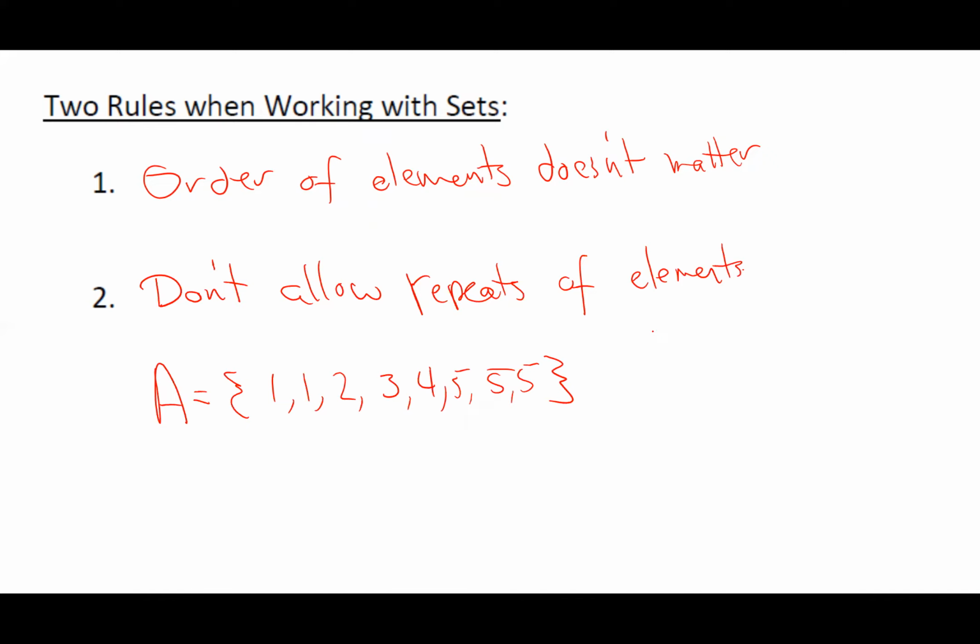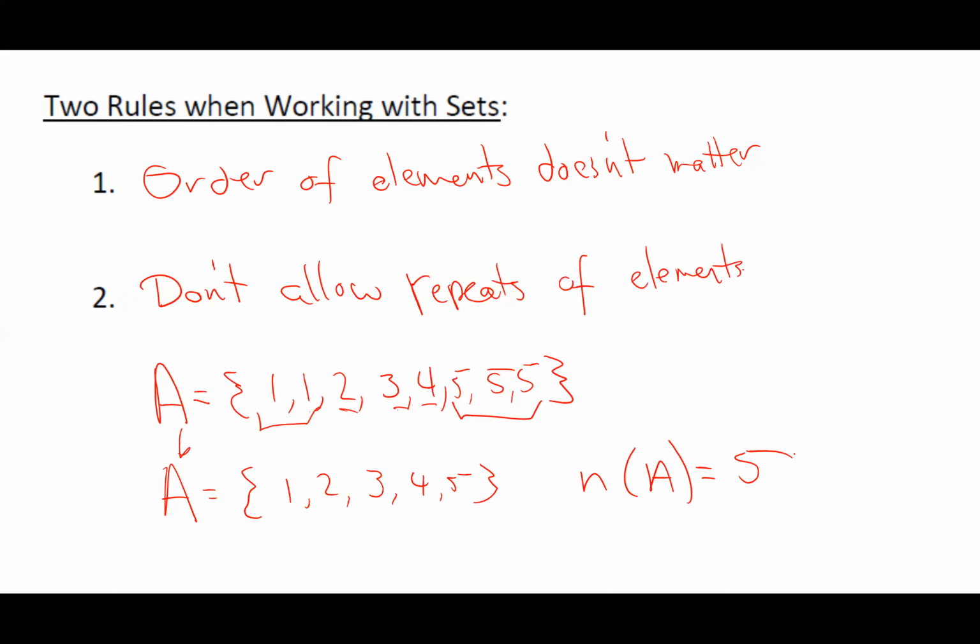Okay, the way I would actually define the set A is I would just say it's 1, 2, 3, 4, 5. I would just go ahead and rewrite it where I've dropped out the repeats. And it's important to realize this because if I were to write the cardinality of A for this set, what I'm really doing is counting the number of distinct elements. Well, there's 1, 2, 3, 4, 5 distinct elements. So it's better to write it this way. It makes cardinality a little bit easier to discern.